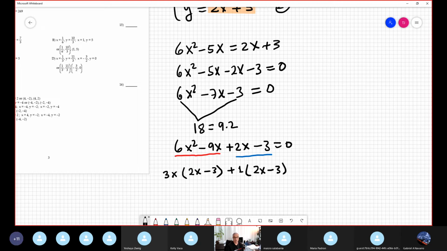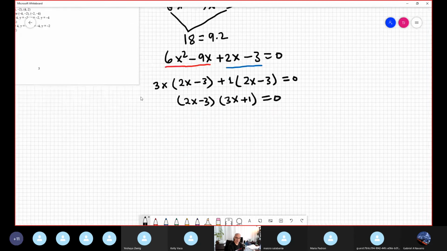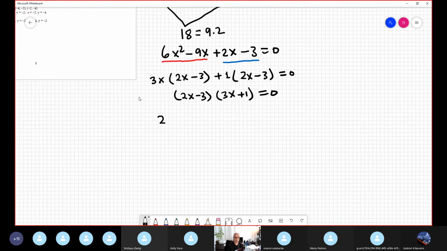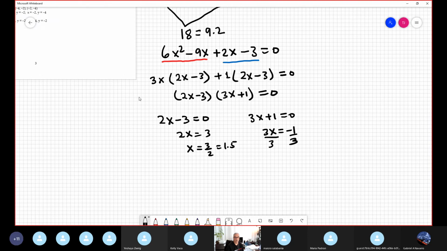2x minus 3. 2x minus 3, again, is a common factor. And we have 3x plus 1 equal to 0. And you separate. My first solution is 2x minus 3 equals 0. 2x equals 3. x is equal to 3/2, or 1.5 in decimal. The second solution is 3x plus 1 equal to 0. 3x is equal to negative 1, so x is negative 1/3.